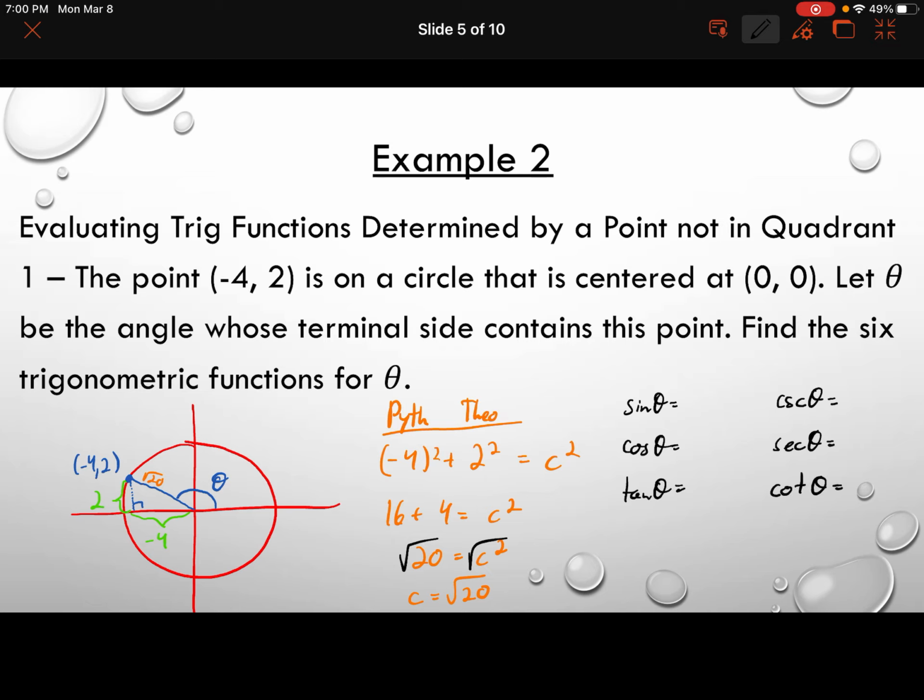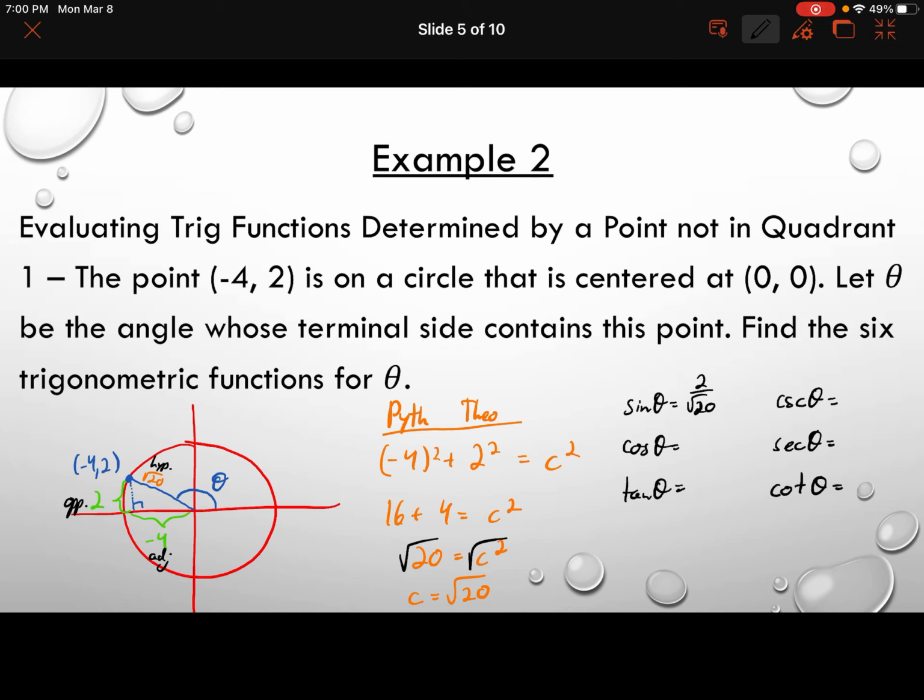So let's see what we have here. Let's just label these really quickly. This is our hypotenuse, this is the adjacent side, and this is the opposite side. Okay? Because once again, adjacent side right next to the angle, opposite side opposite the angle, hypotenuse along the side of the right triangle. So sine, remember, is opposite over hypotenuse, just like we did in the previous problem. So this time around, we have 2 over the square root of 20.